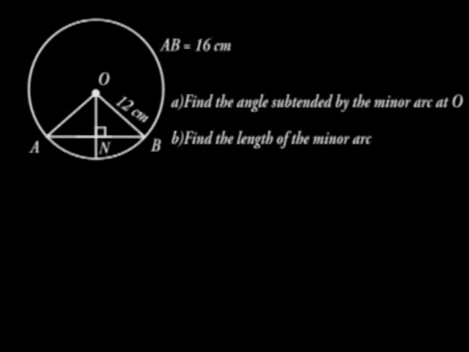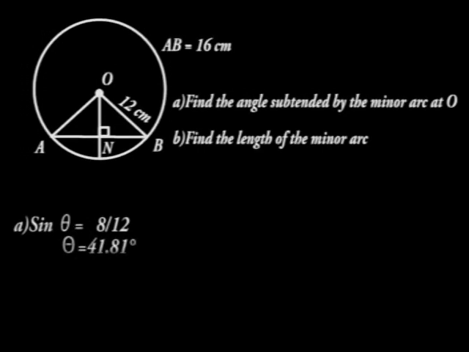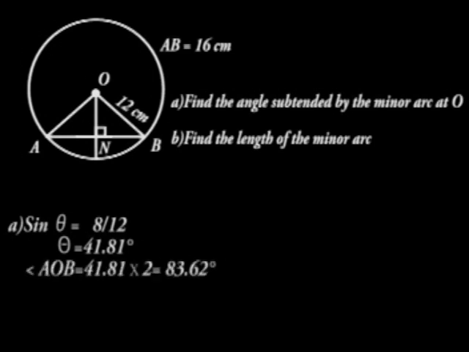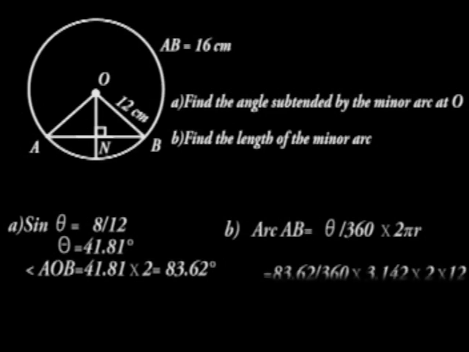In our solution, we have a sketch of that illustration. Sin theta is equal to 8 over 12, and theta is equal to 41.81 degrees. Angle AOB is twice theta, which is 83.62 degrees. Arc AB is given by theta over 360 times 2 pi r, and that is 83.62 over 360 times 2 pi r, and we shall have 17.52 centimeters.